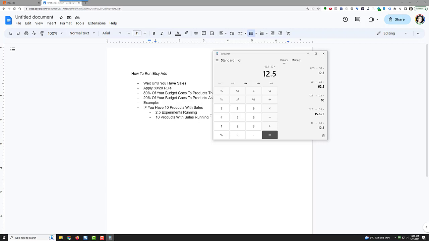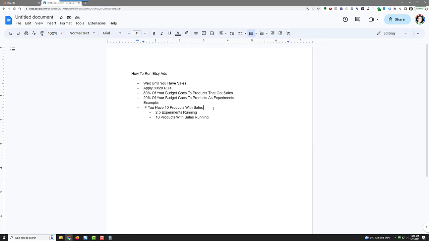Does that make sense? So I'll put this in here. If you have 10 products, then you go 10 divided by 0.8 equals 12.5. 12.5 minus 10 equals 2.5. So the 2.5 is your 20%, your 10 is your 80%. And then this way, when you're running ads on Etsy, you can actually profit instead of losing money all the time. So on my shop, you saw that I was just running things and running things and running things to see what would stick to try and give it a boost.